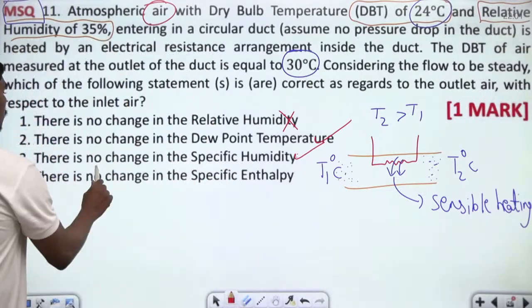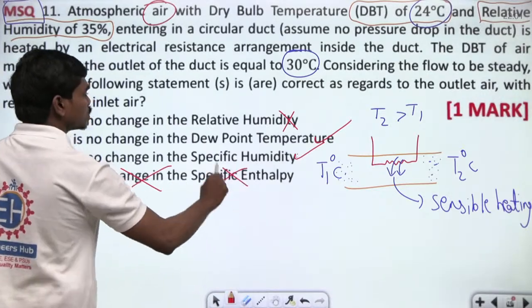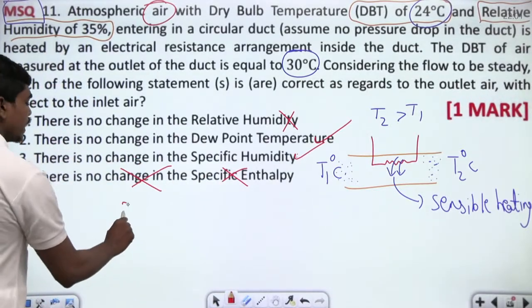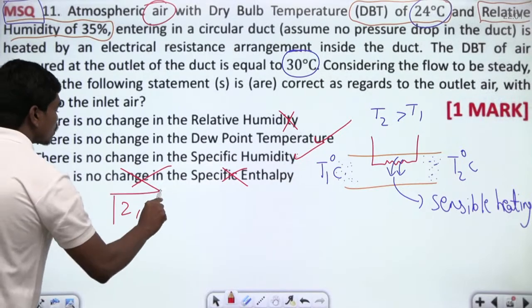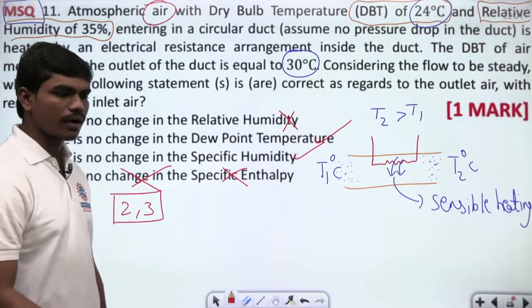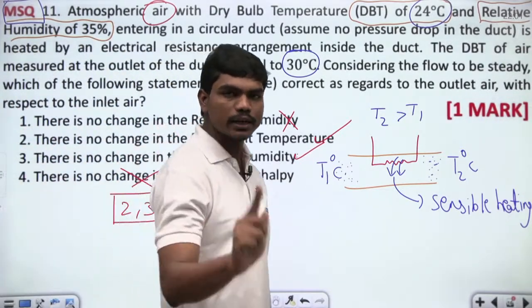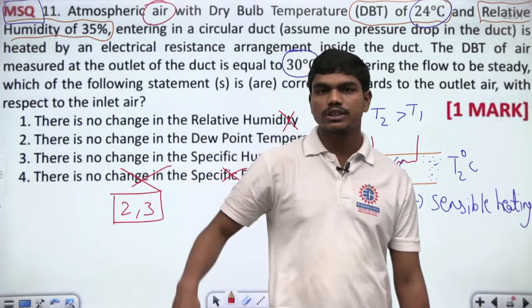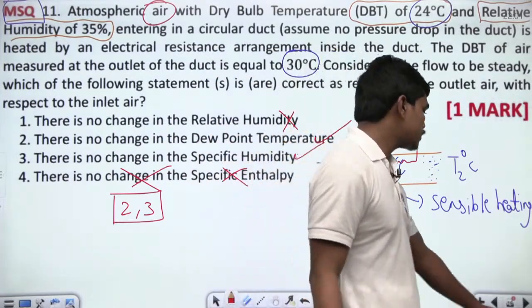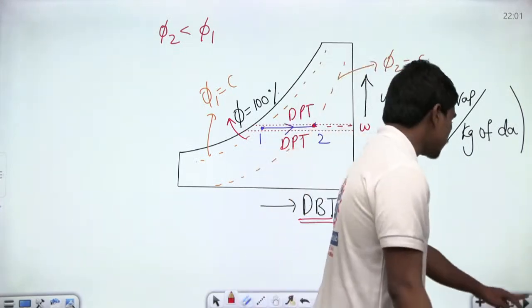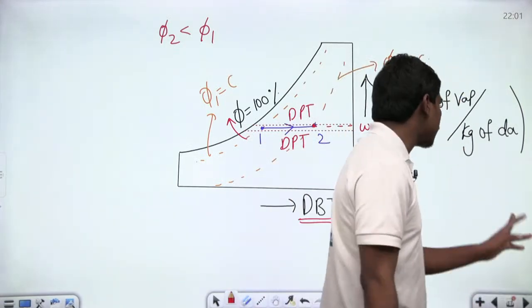So definitely there is some increase in specific enthalpy also. So this is wrong. Only 2 and 3 are correct statements in this case. So if you want to get marks for this question, you should opt only 2 and 3, not any excess or any short of this. This is the easiest question, of course. If you have a basic idea of the psychrometric chart, it can be solved.